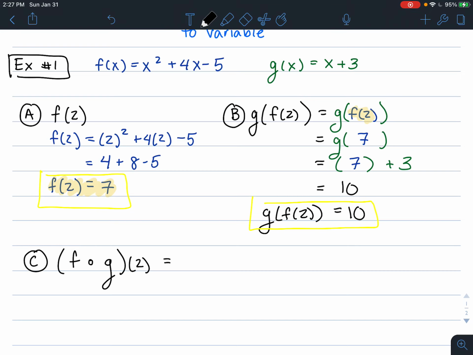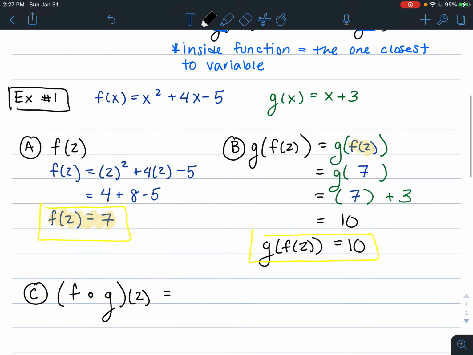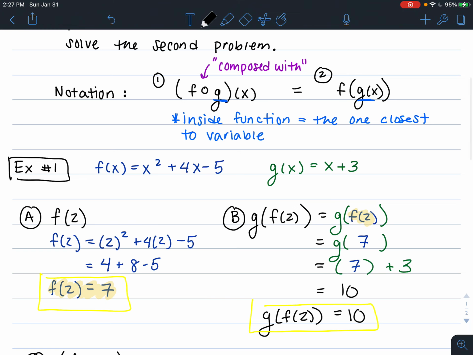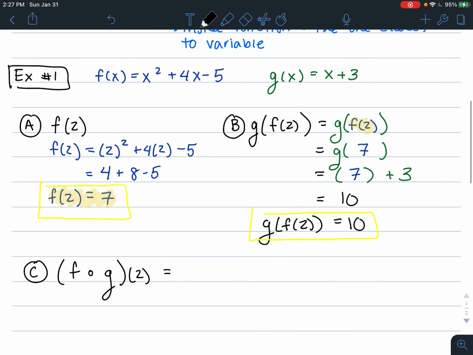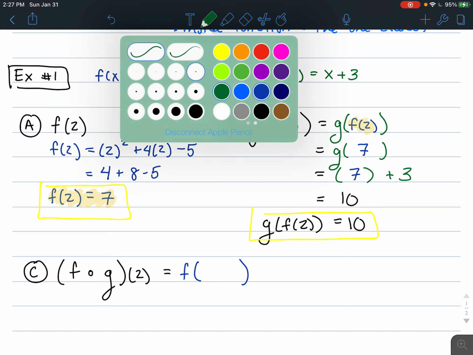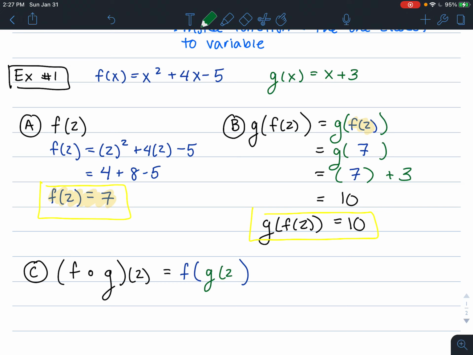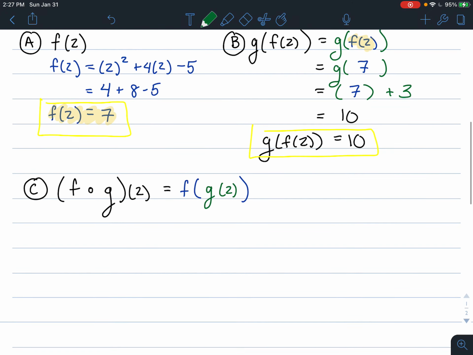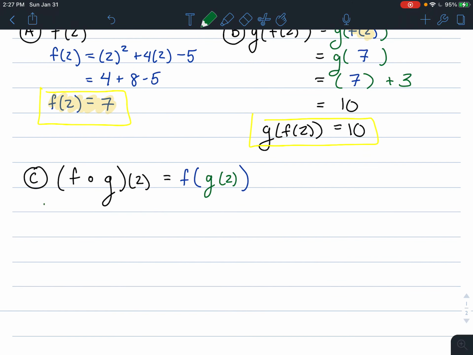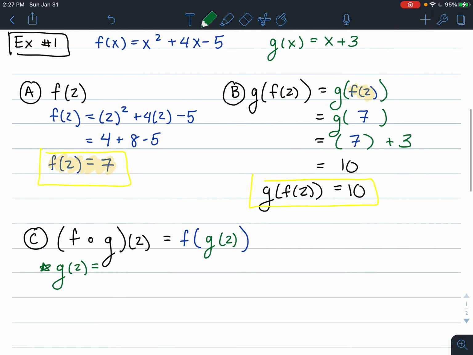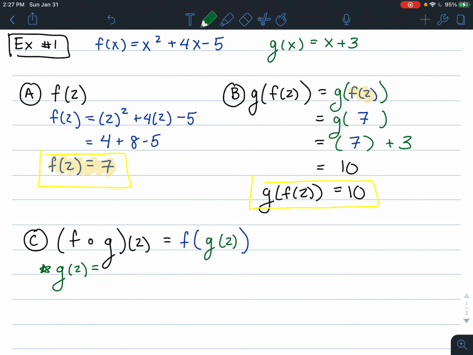I always like to rewrite this to look more like the second format for the notation. I think that's much easier to work with. So f is on the outside because it's furthest from the variable, and the g function is closest to the variable. So I'm going to plug the g function in first. The first thing I have to do is find g of 2 because that's the inside function. g of x is x plus 3, so g of 2 is 2 plus 3, which is equal to 5.